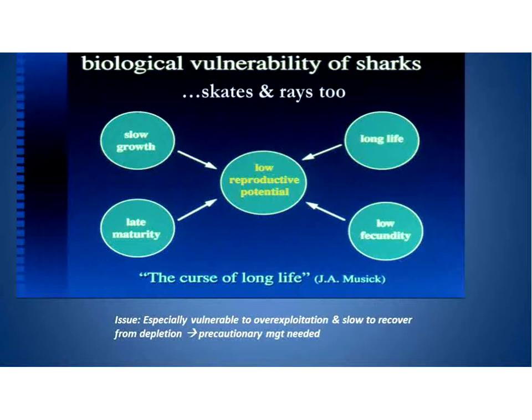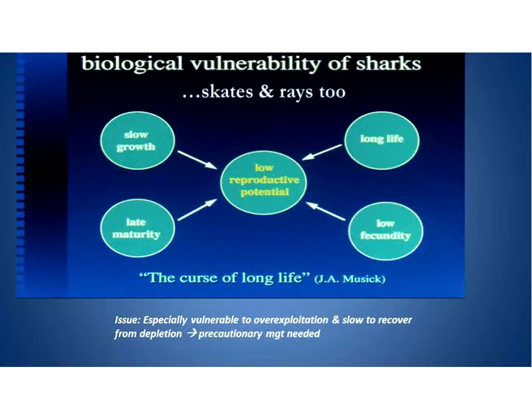Sharks and rays tend to grow very slowly. When they do, they reach maturity at a late age. So some animals take 10, 15, 18, even 23 years, like a spiny dogfish, to reach sexual maturity. So that's even longer than humans.